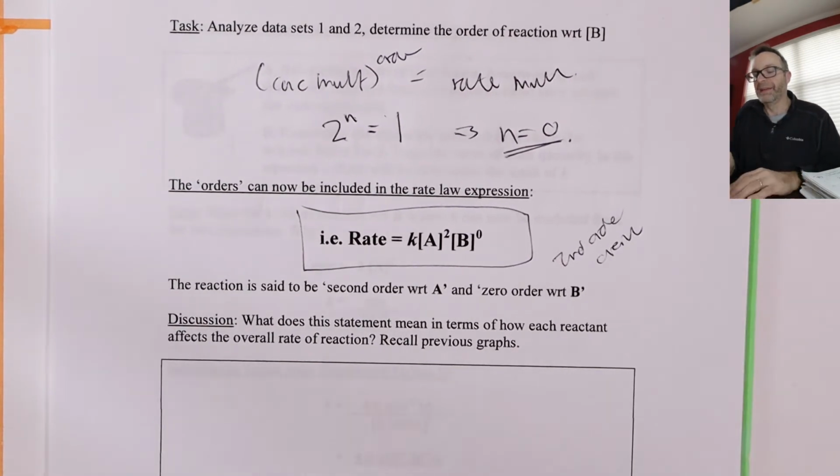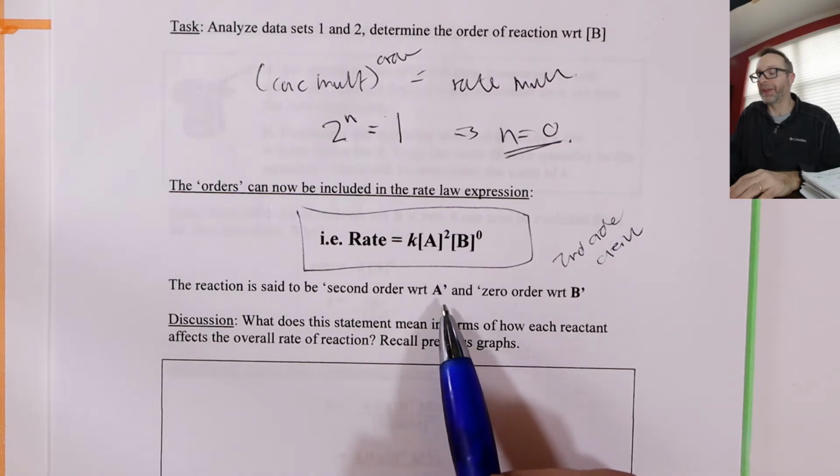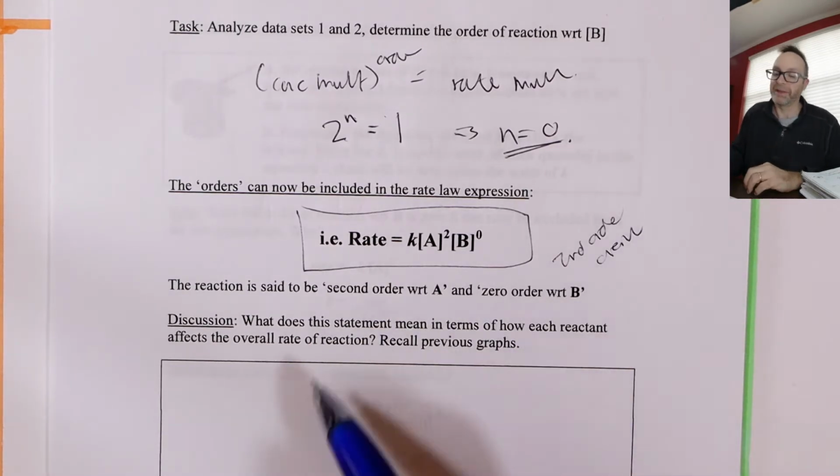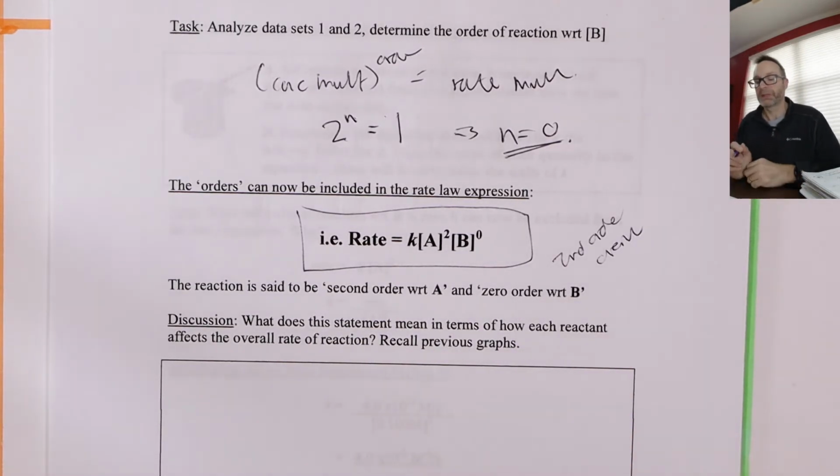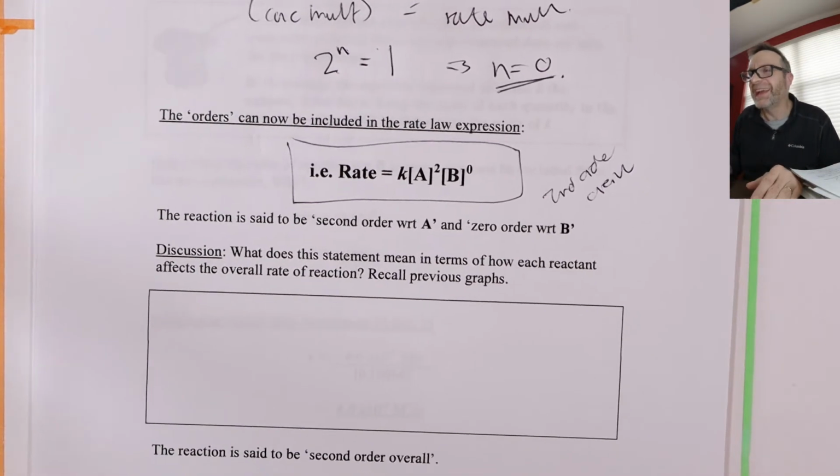Okay. Now, moving on, so we said it there. The reaction is said to be second order with respect to A, 0 order with respect to B, and second order overall. All right, so mentioned it already. I just go back and, excuse me a second, find my notes here. So I want to make sure I get the right verbiage.